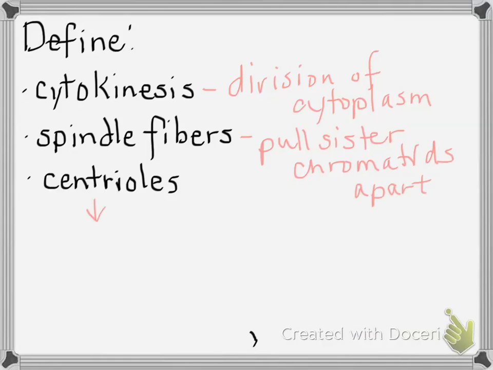Okay, then lastly, centrioles. Who has them? Animals. There's 1 pair per cell. Do we even know what they do? We're not real sure. They have something to do with cilia and flagella. We know that, but we're not really sure what they do. They're in the center of the centrosome, which makes spindle fibers. But we don't think that they're making the spindle fibers because plants can make spindle fibers and they don't have centrioles.